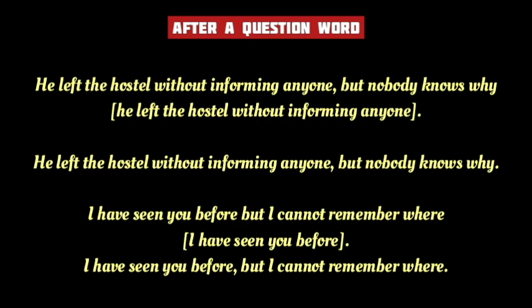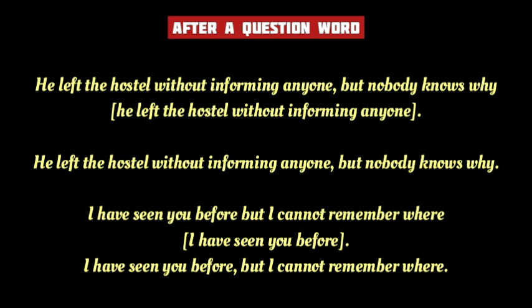In this sentence, we see that the expression "he left the hostel without informing anyone" is unnecessarily repeated in the second part of the sentence. So even if we omit this expression from the sentence, the meaning will not change. The meaning will still remain clear. So the elliptical construction is "He left the hostel without informing anyone, but nobody knows why."